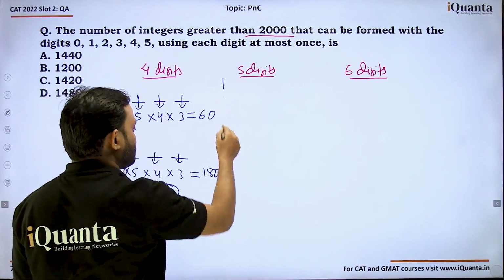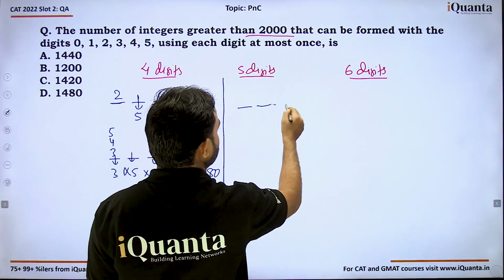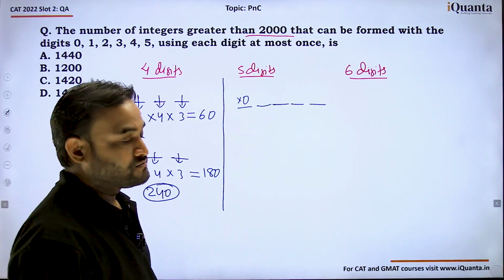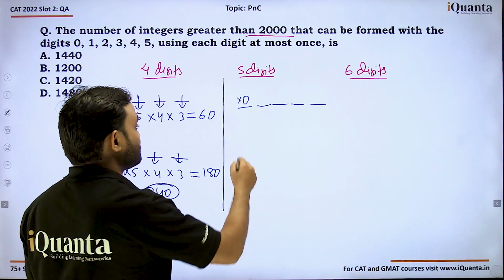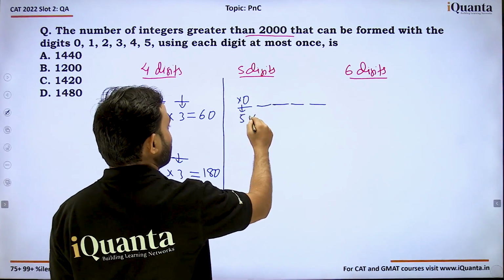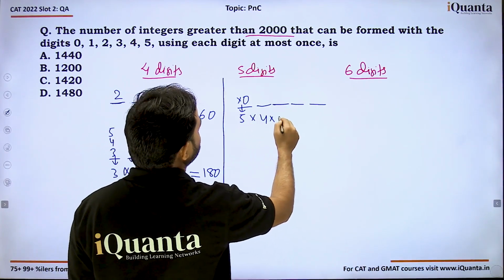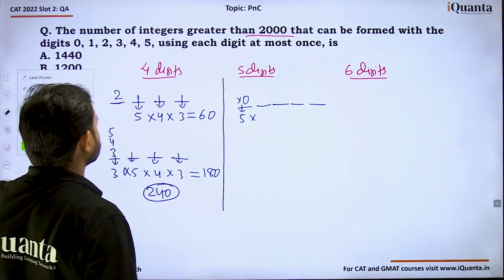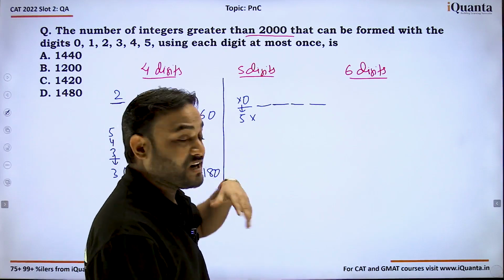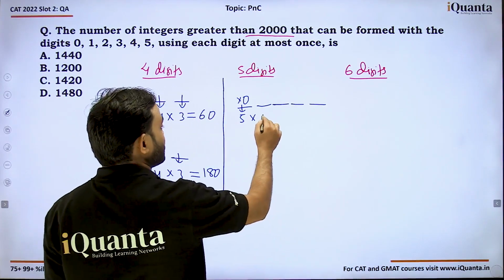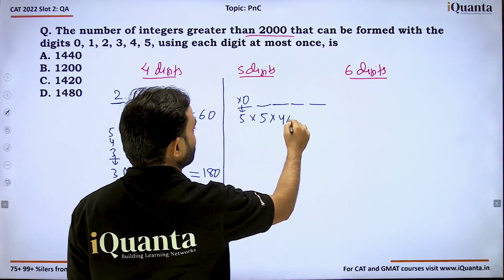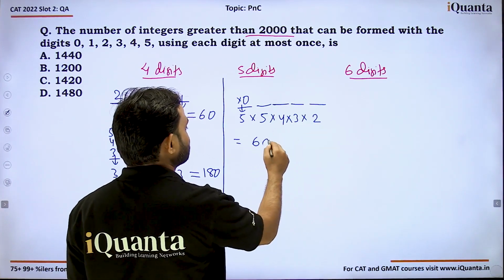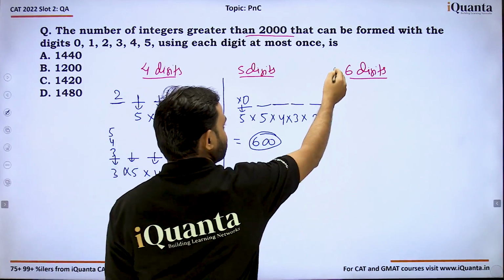Now if we talk about 5 digits numbers, 1, 2, 3, 4, 5. So only 0 cannot be placed here. Rest of the 5 digits can be placed here in 5 different ways. Now as we have used 1 to 5, we are still left with 5 digits, so we can use any of the 5 digits here, then 4, then 3, and then 2. So this becomes a total of 600 such integers.